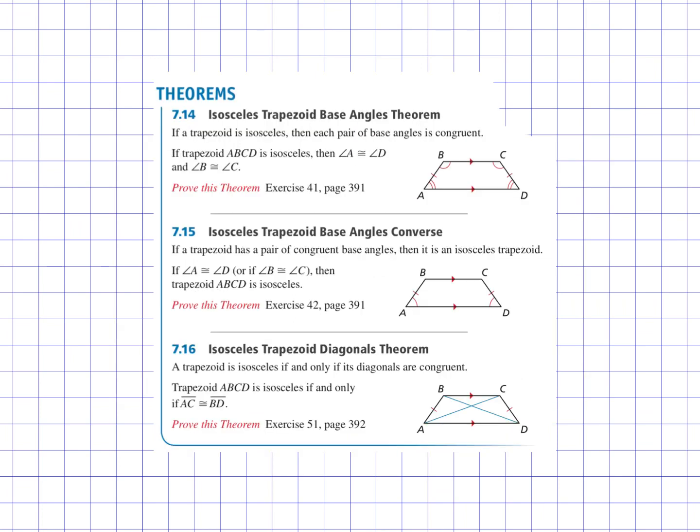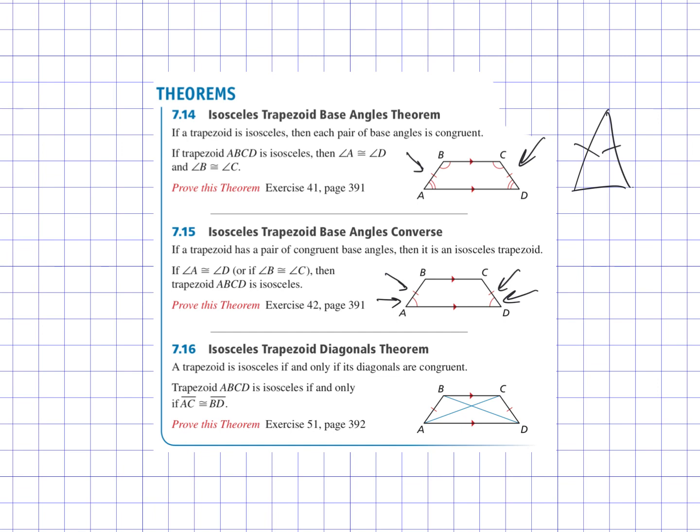Here are the theorems. Isosceles trapezoid means, just like an isosceles triangle, the two sides are the same, and that's what we have here. And I already talked about the angles. So that's the isosceles trapezoid base angles theorem. Your angles are the same. The isosceles trapezoid base angles converse is if you have two sides that are the same and one pair of base angles that are the same, then you have an isosceles trapezoid.